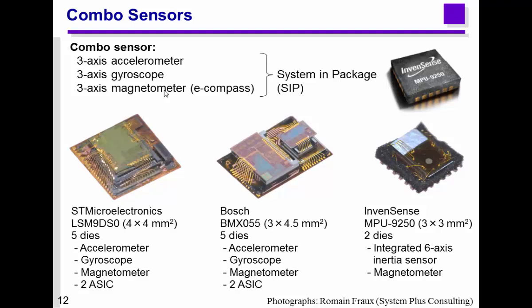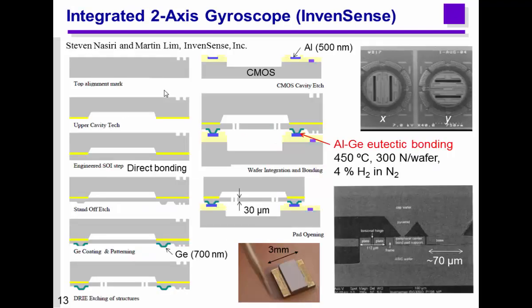There are 3 major companies, ST, Bosch, and InvenSense. If we compare 3 combo sensors, the InvenSense one has the smallest footprint, just 3 millimeter by 3 millimeter. And also, this device uses just 2 dies. Other companies are using 5 dies. So this is smaller. Why can they make the device so small? Because this is a hetero-integration technology.